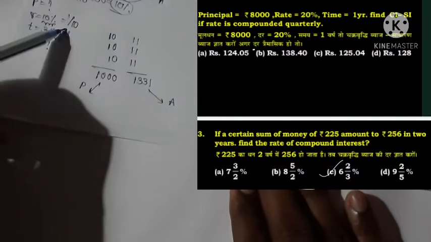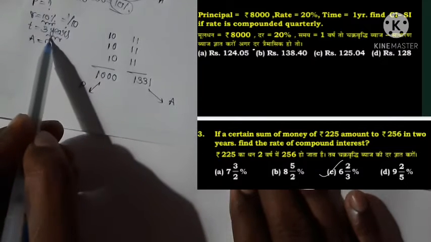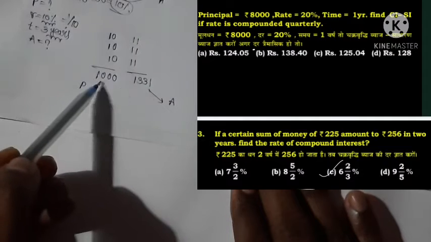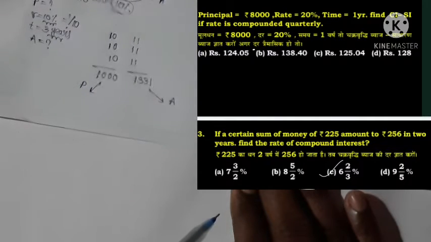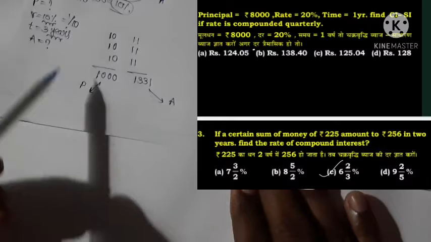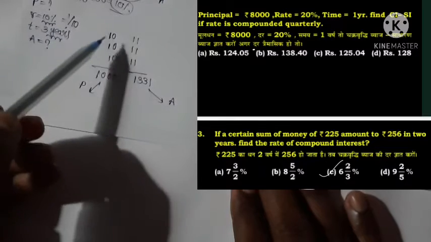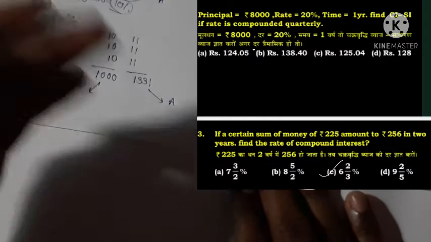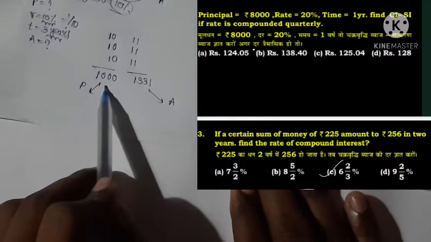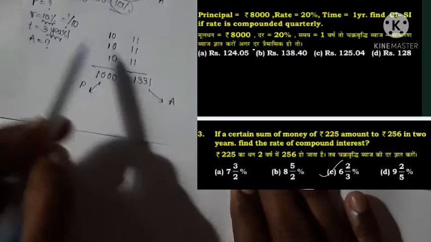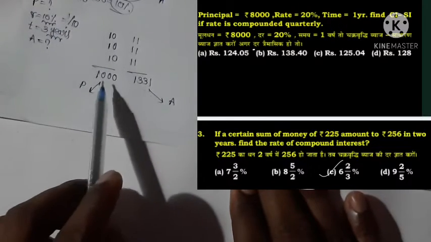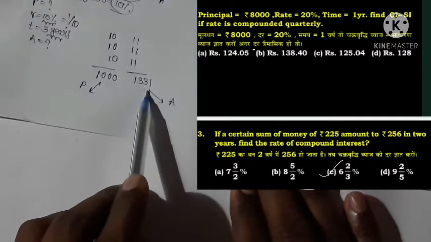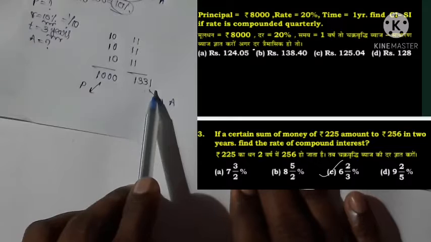So the rate of interest is 1 by 10. Time is equal to 3 years. Then the principal and amount are 1000 and 1331. Here the rate of interest and time are given, then we have to find out the principal and amount. Opposite to this problem, if the principal and amount are given, then find the rate of interest. After 3 years, the principal and amount are 1000 and 1331.